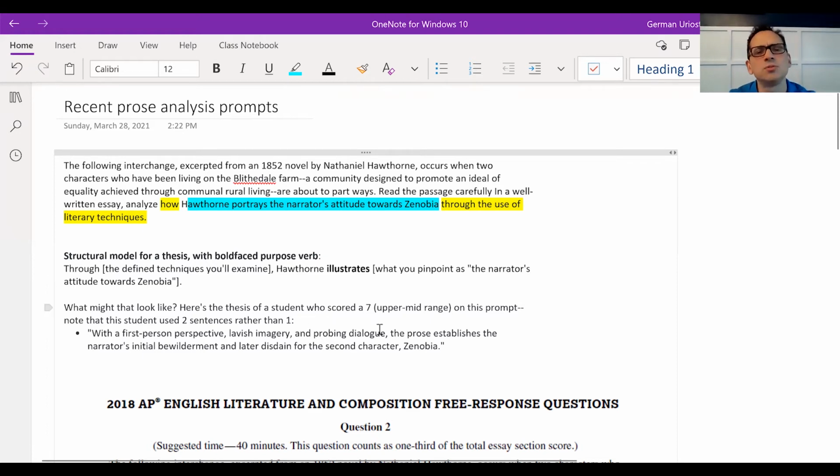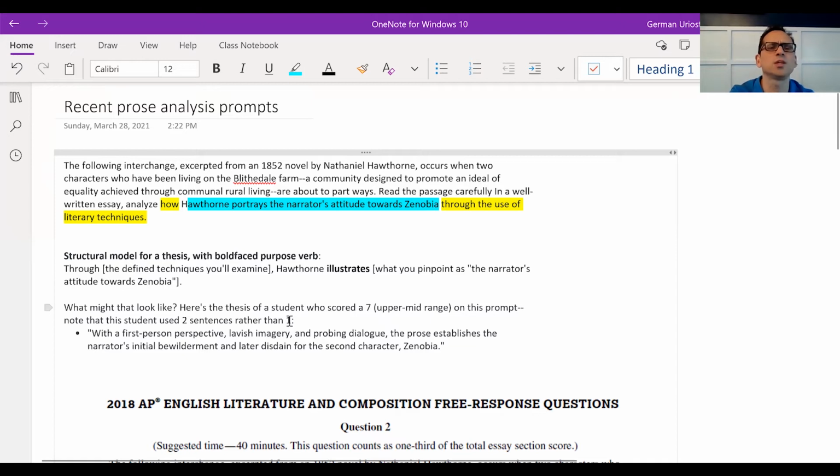Here's the thesis of a student who scored a 7. That's upper mid-range, right? 6 and 7 is upper mid-range. Upper level essays are 7 and 8, right? So this is an above average essay. It's just not the very top of the line per se, right? And note that this student used 2 sentences rather than 1, right?